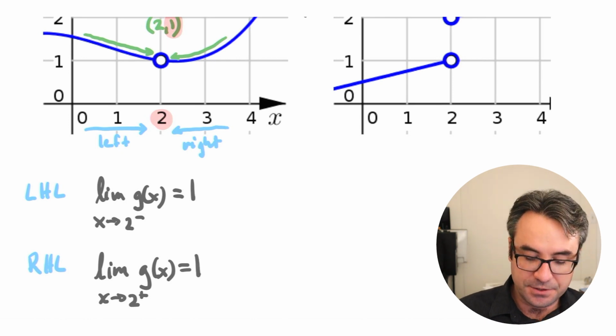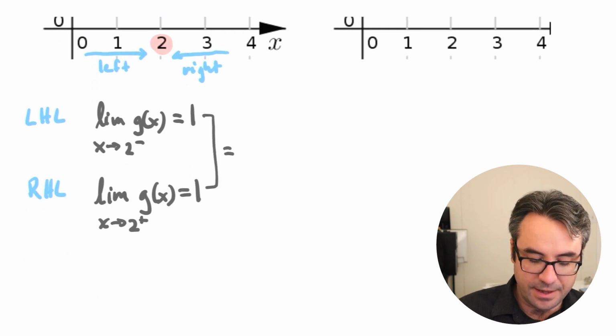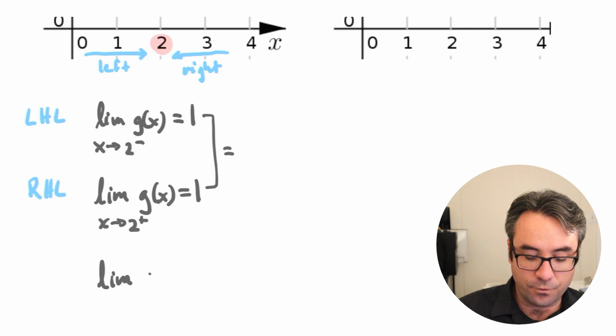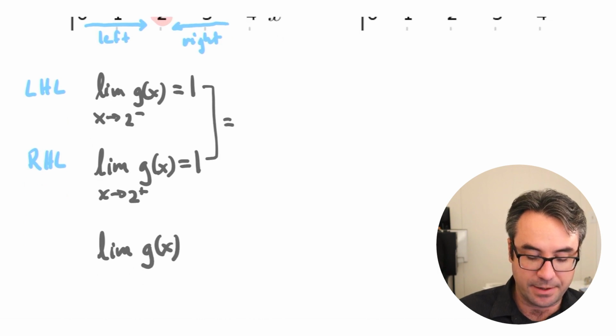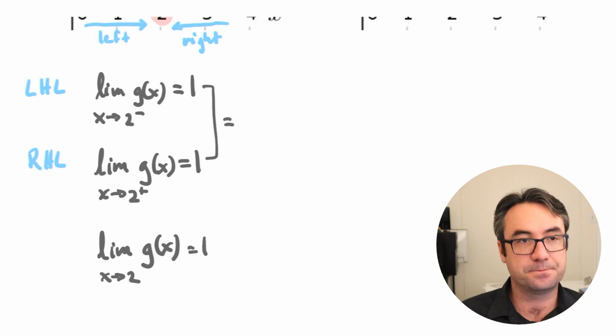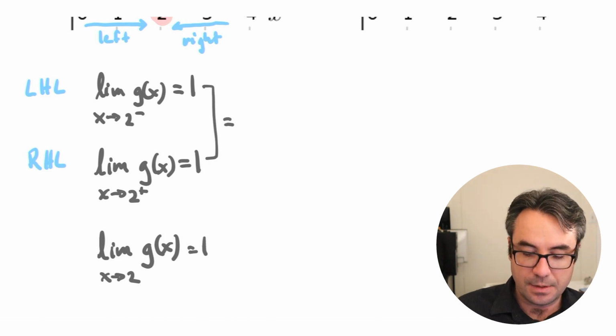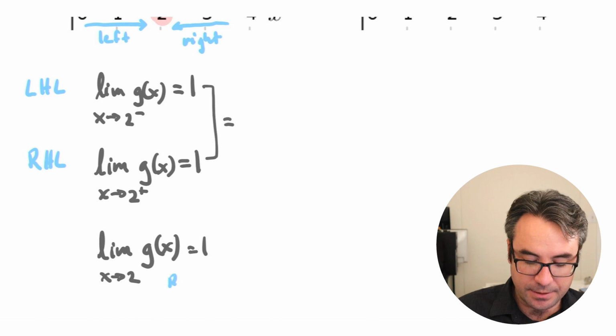Because these two values are the same, we can say that the overall limit, or the combined limit, as x approaches 2 is equal to 1. Again, that's because the right-hand limit is equal to the left-hand limit.